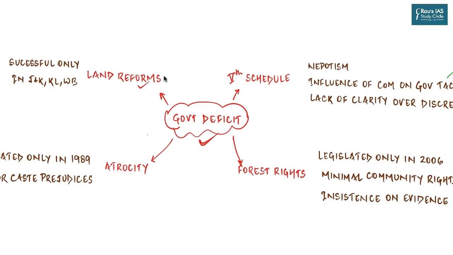Starting with lack of proper land reforms, lack of proper implementation of the provisions provided in the 5th schedule of our constitution, lack of forest rights being given to the tribal people, and atrocities being committed against people belonging to scheduled castes and scheduled tribes. Let us discuss them one by one.